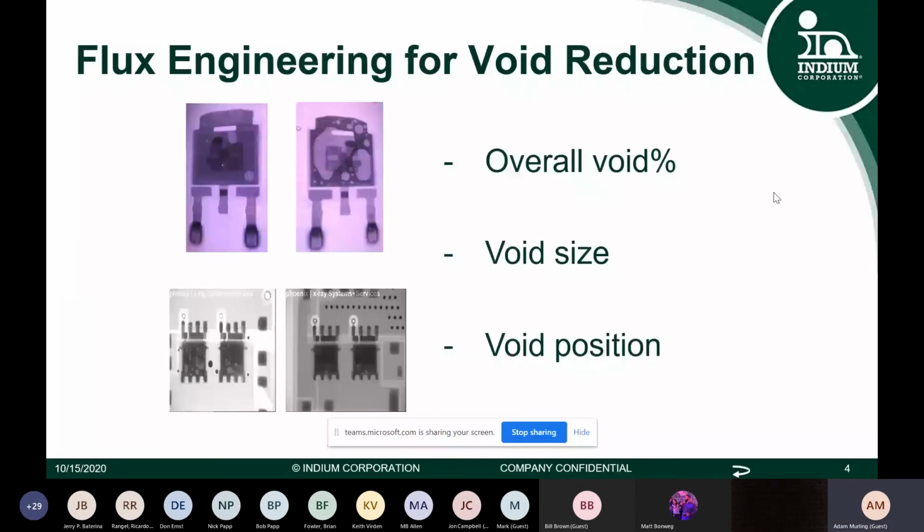So essentially here at Indium, we engineer our flux to overcome overall void percentage. Customers want to see low void numbers, the size of the void particularly to be small, and then as far as the void position goes as well. We want to make sure that there's no opens or shorts, that when the outgassing is happening, it doesn't create any solder balls or any other defects or bridging that way.